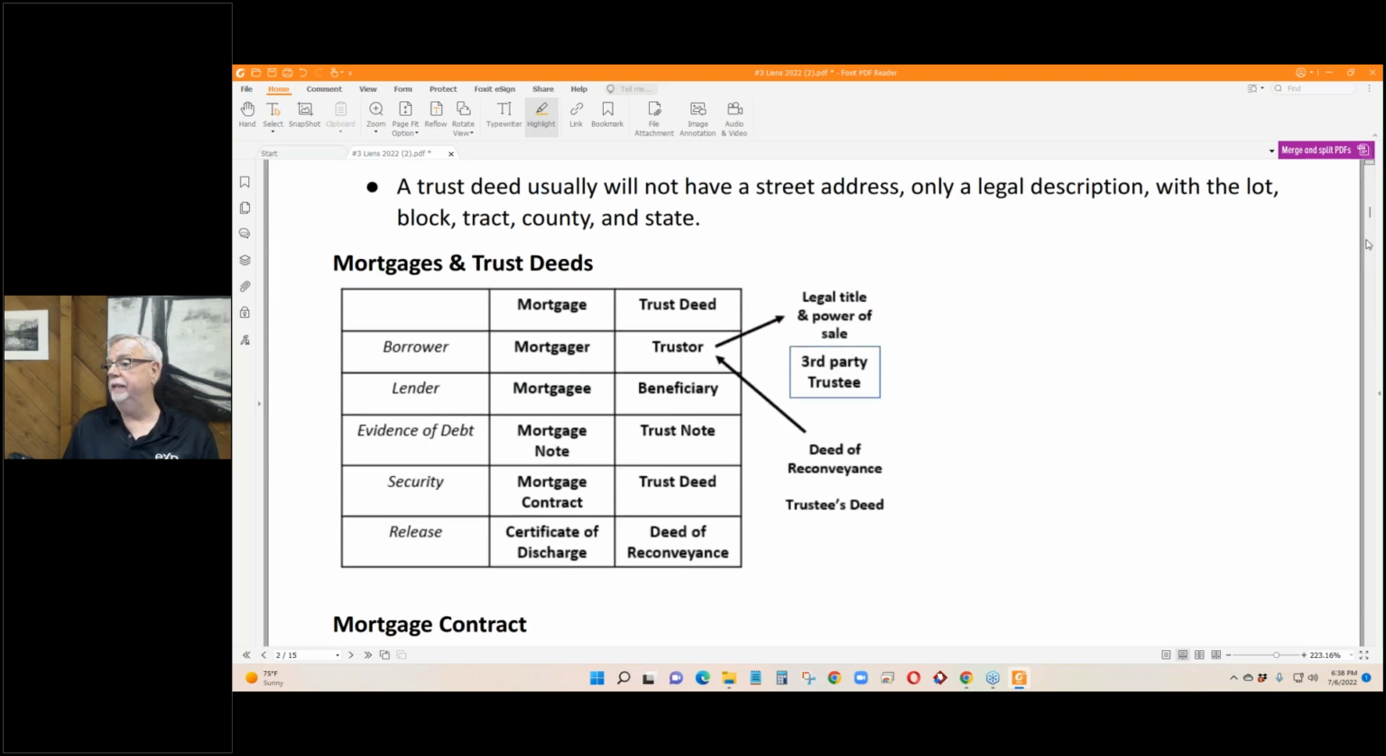And here is a diagram, which you should become familiar with if you're taking the state exam, and it's about mortgages and trust deeds. Let's start with the categories over here. We have a borrower, the lender, evidence that you owe money, security, and a release once you paid it off. Now, the borrower in a mortgage is called the, and that should be OR, I have to change that, mortgagor. I can't imagine how I let that slip, but it's a mortgagor, and the lender is a mortgagee.